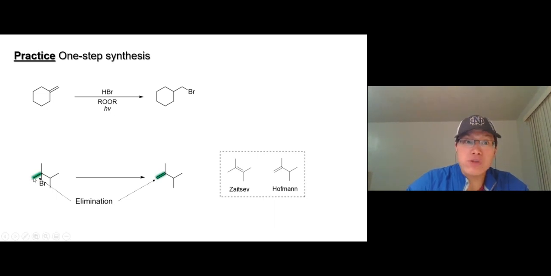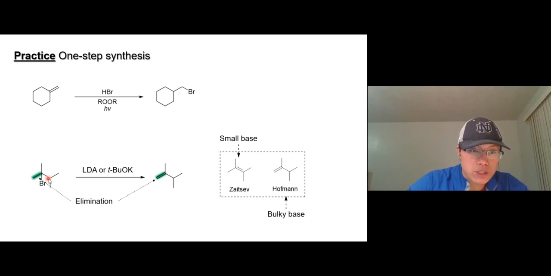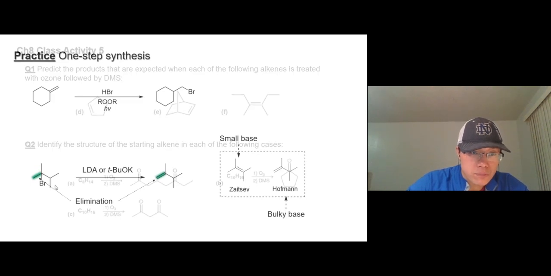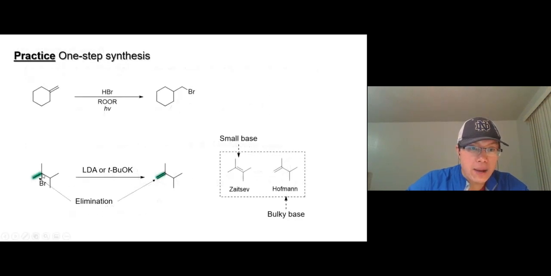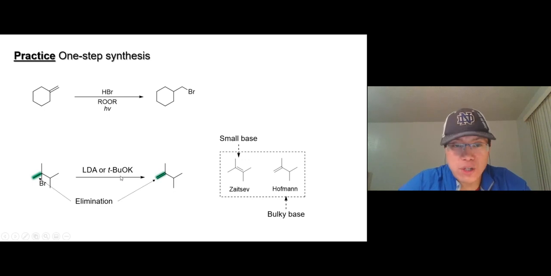Hofmann is a totally bigger base, a bulky base. Small base goes Zaitsev. You still remember that? Bulky base goes Hofmann. If you look at the structure here, the small base is going to go down and put the double bond right here. The bulky base is going to put the double bond on the left side right there. So we can use LDA, tert-butoxide, triethylamine. What's the other one? Diisopropylethylamine. You can use a lot of them.